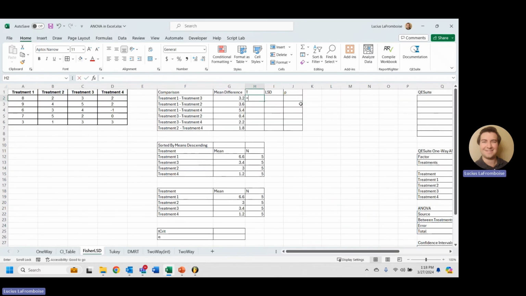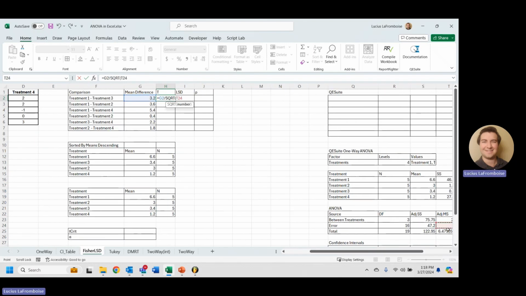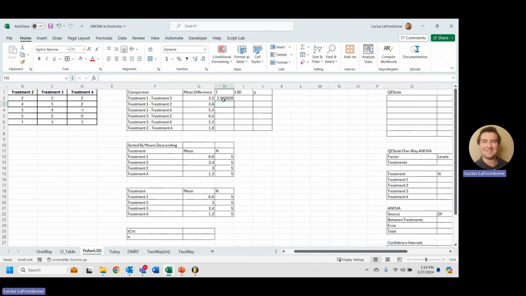So for our t, that equals our mean difference divided by the square root of our mean squared error, and we're going to F4 that so that it's absolute referenced, and then times 1 over, and you know what, I'm going to double parentheses, 1 divided by that n, and we're going to absolute reference that with F4, close one of our parentheses, and then we're going to add, open parentheses, 1 over treatment 3, double close, and then triple close, enter. All right, so there we have our t value for that first comparison.